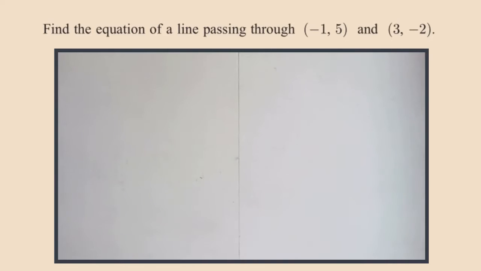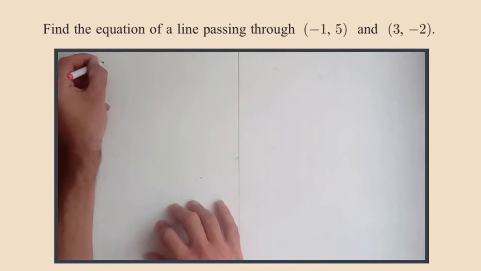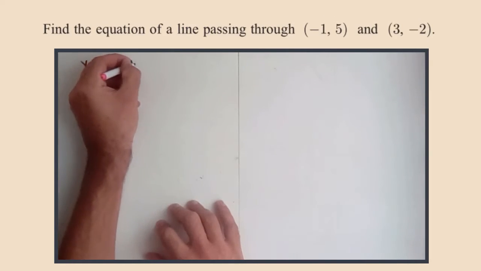Find the equation of a line, a straight line, passing through (-1, 5) and (3, -2). Right, so here we have 2 points. The equation of a straight line in gradient intercept form is y equals mx plus c.